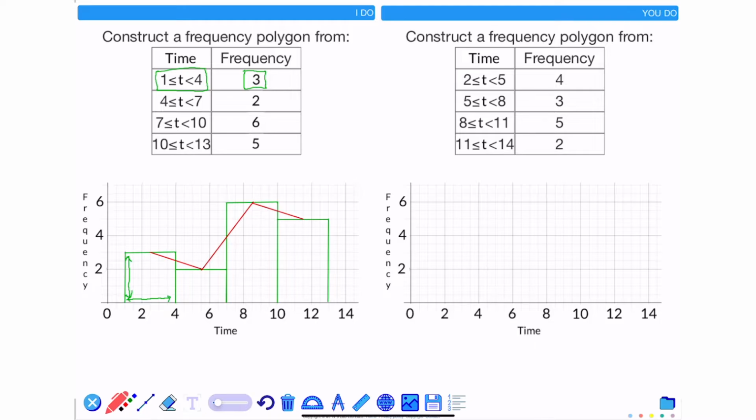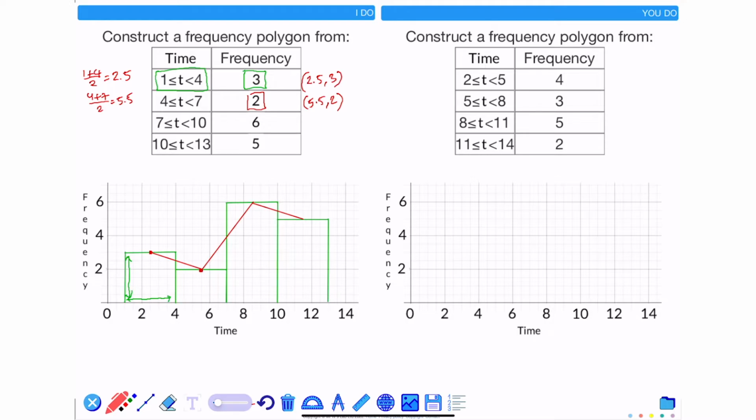So looking at how we can construct the first point, I need the midpoint of 1 to 4. If I add 1 and 4 together and divide by 2, I get 2.5. So the coordinate of the point I'd plot would be (2.5, 3). I'd then join that up with 4 plus 7 is 11, divided by 2 is 5.5. I'd then join that to (5.5, 2), which was the second frequency value. So my first line is drawn from (2.5, 3) to (5.5, 2).